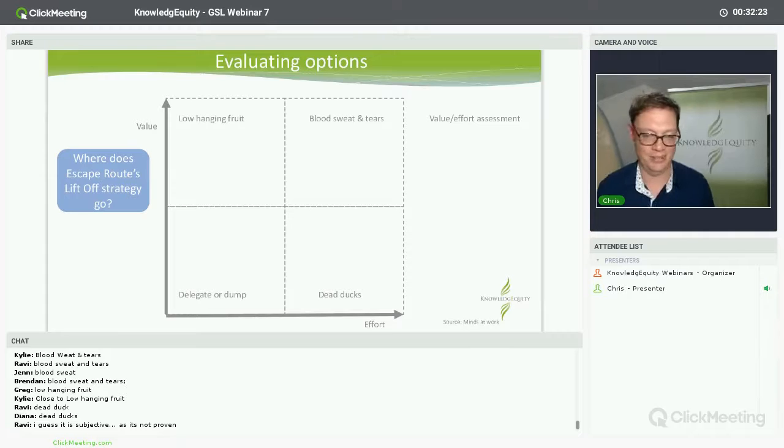Yeah, look, it is subjective. You're dead right. It's not proven. I'd go low-hanging fruit. If we're assessing it, we should be able to say we've had a go at this before. We need to get it right this time. We're not building new stores. We're not trying to set up a whole new distribution center or whatever. And we are hoping to gain a fair bit of value from it.